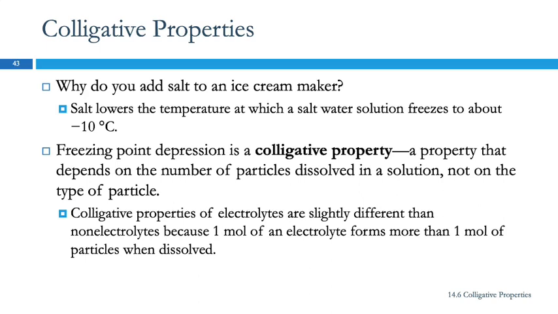So this is known as freezing point depression. And this is part of a group of properties called colligative properties. And what that means is, colligative properties depend on the number of particles that are dissolved in the solution. It doesn't matter what type of particle. So we used rock salt, which is just salt that's not very pure. It's got other stuff in it besides sodium and chloride, and that's why you shouldn't put it on your food.